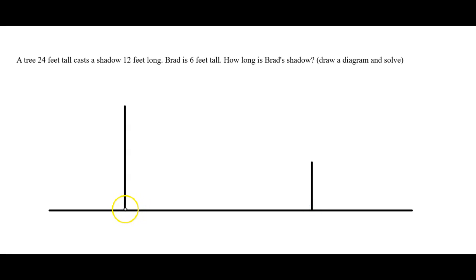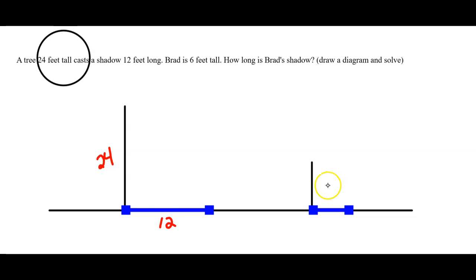And I'll just draw the shadow like this. And here's Brad's shadow. Like I said, you don't have to get real complicated with these. Let's see, up here's the sun. Right there. There's our sun shining. And so the tree is 24 feet tall. The shadow of the tree is 12 feet. Brad is 6 feet tall, and we want to know what is his shadow's length.